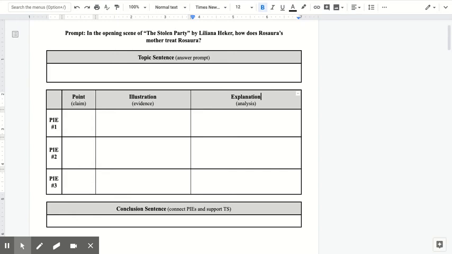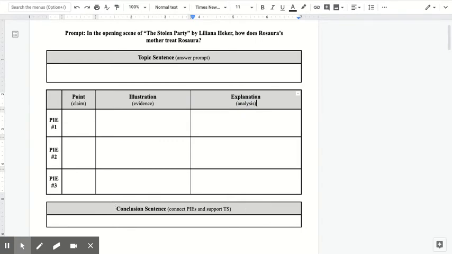In this video, I'm going to go over a strategy for planning an analytical paragraph. So I have a graphic organizer on this page, and I have the prompt at the top. Then I have space to write my topic sentence that will answer the prompt. And then in this chart down here, I have space to plan for all three of my PIEs. So in the left-hand column, I'll have my three points, supported by my pieces of evidence, analyzed by my explanations, and then at the bottom we'll have my conclusion sentence.